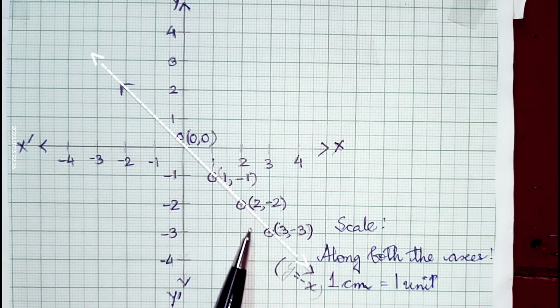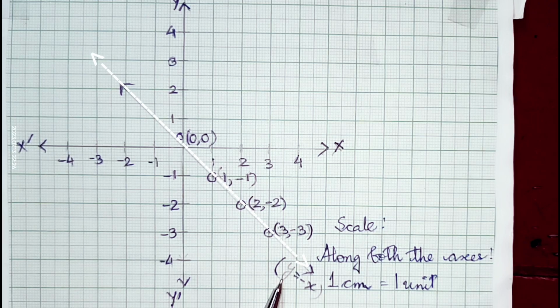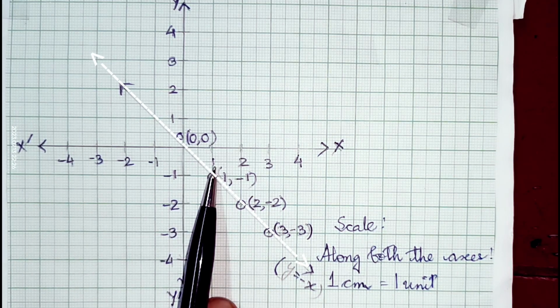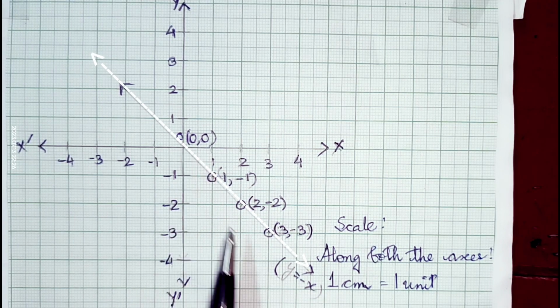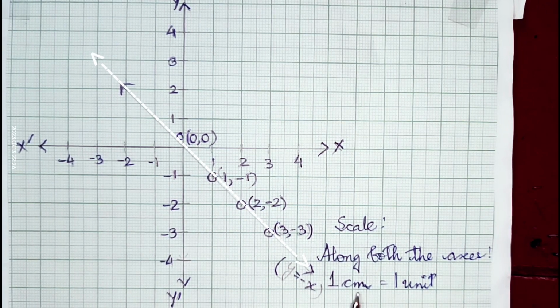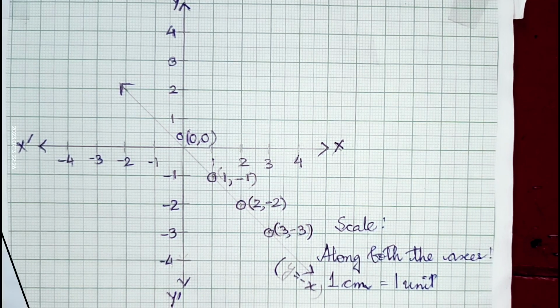If I join, I am going to get this straight line, which is the required graph. This equation we have to write here, y equal to minus x. Since we have taken 1 centimeter equal to 1 unit along both the axes, we should write along both the axes 1 centimeter equal to 1 unit, which is the required graph.